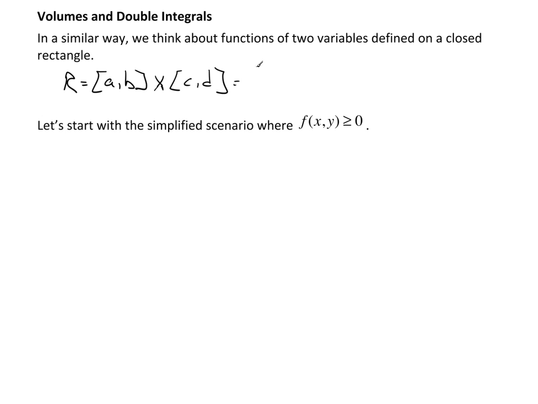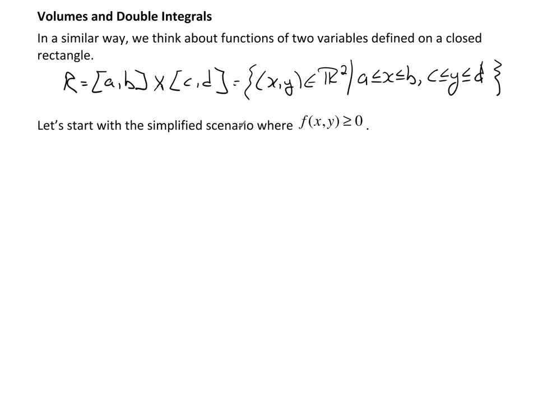So this rectangle is going to be equal to all the points x, y that are in R2 such that A is less than or equal to x, which is less than or equal to B, and C is less than or equal to y, which is less than or equal to D. So I'm going to have this closed rectangle on the xy plane is what I'm really talking about here.